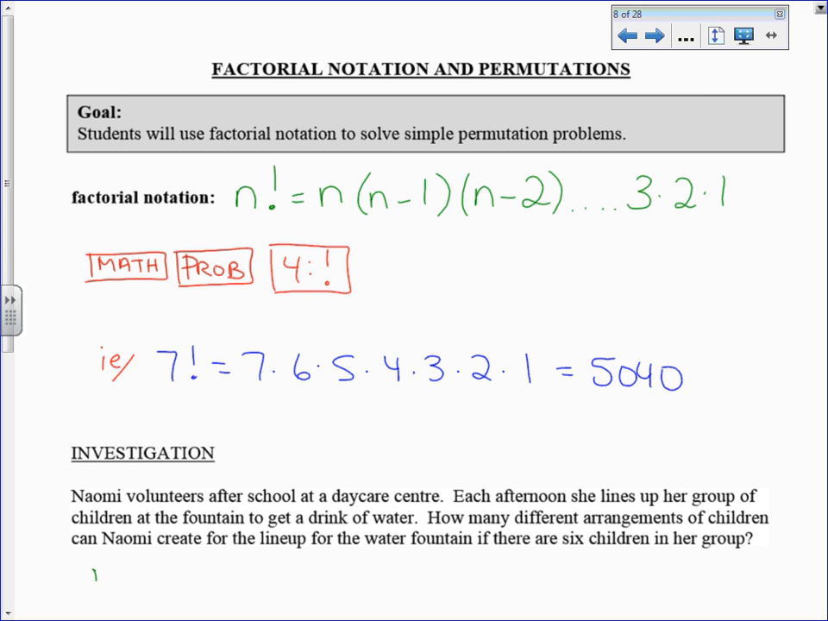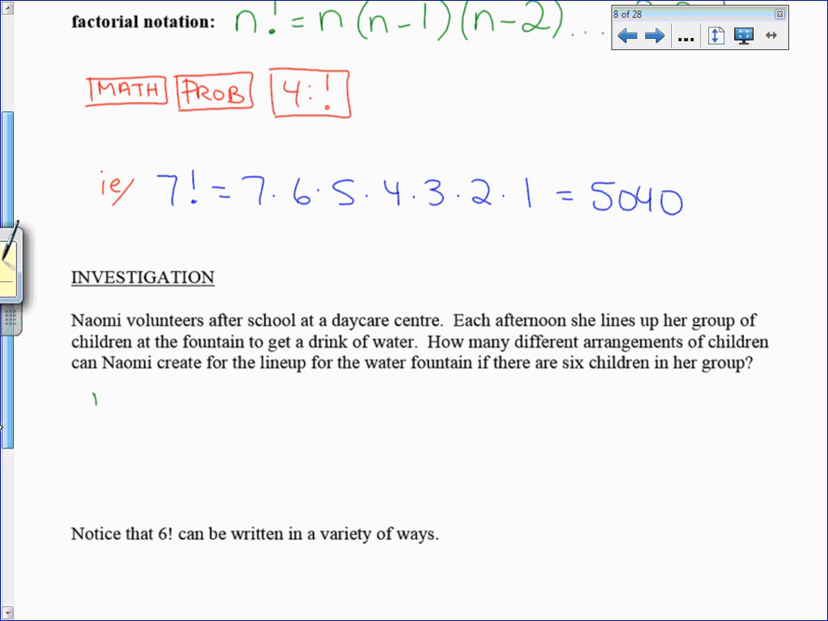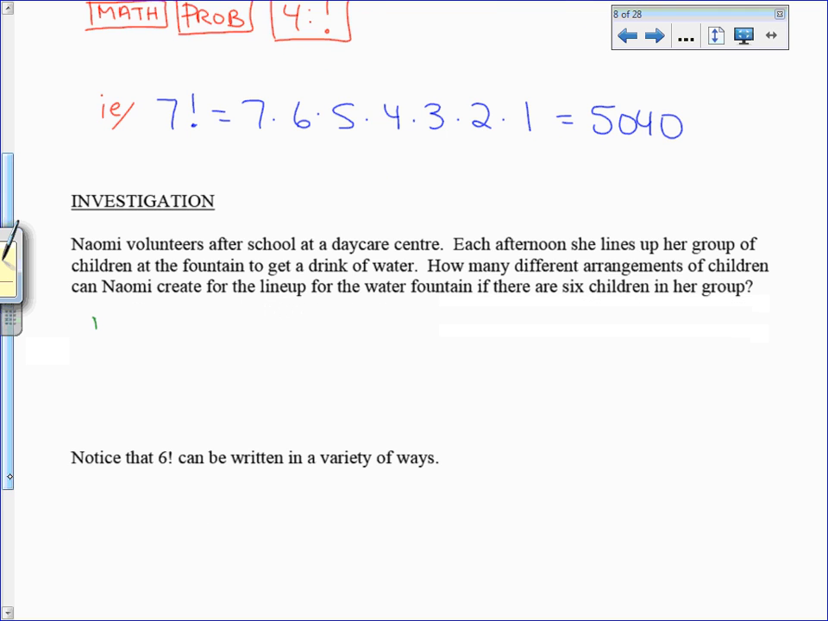That's what it means. What it also means is that there are different ways that we can write the same number. So I've got 7 factorial here, but actually I'm going to do a different one. Naomi volunteers after school at a daycare center. Each afternoon she lines up her group of children at the fountain to get a drink of water. How many different arrangements of children can Naomi create for the lineup for the water fountain if there are 6 kids in a group? Okay, so she's got 6 kids. So there are 6 ways of organizing those 6 kids.